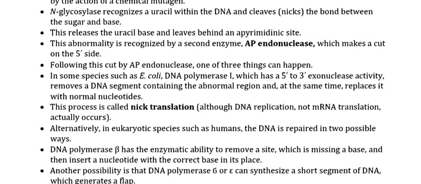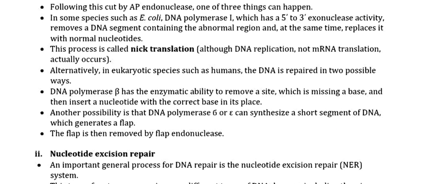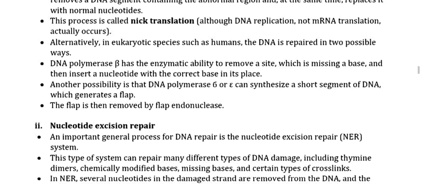This abnormality is recognized by a second enzyme, AP endonuclease, which makes a cut on the 5' side. Following this cut by AP endonuclease, one of three things can happen. In some species such as E. coli, DNA polymerase I, which has a 5' to 3' exonuclease activity, removes the DNA segment containing the abnormal region and at the same time replaces it with normal nucleotides. This process is called nick translation, although DNA replication, not mRNA translation, actually occurs.